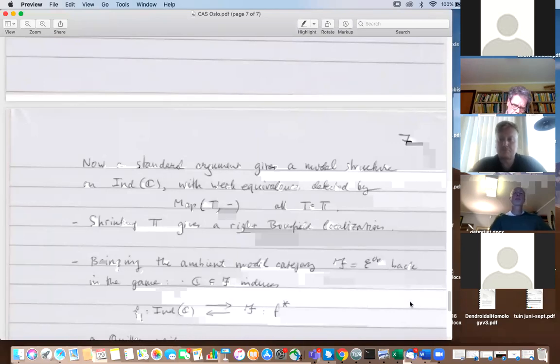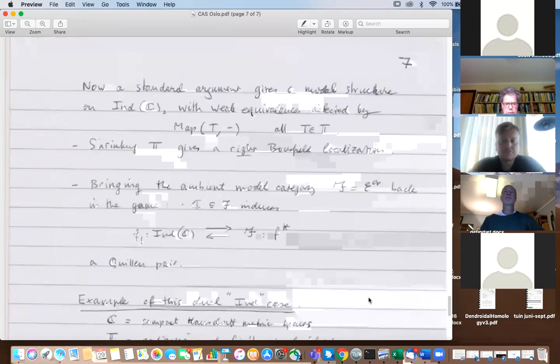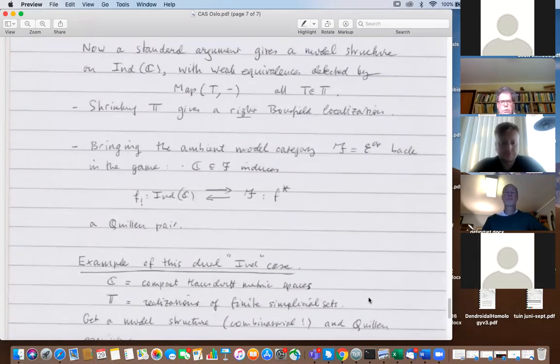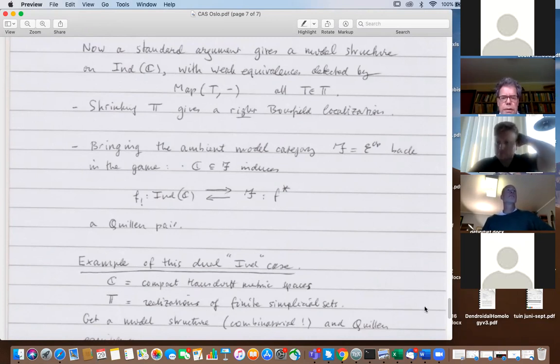So, although this was not among our original purposes, of course, we wondered whether there are some interesting examples to be found in this dual Ind case as well, and this will be my last remark. So this is somewhat analogous to what some other people have done, like Barnea typically. You could get combinatorial versions of more familiar cofibrantly generated model categories by playing this game. So I mentioned two examples here.